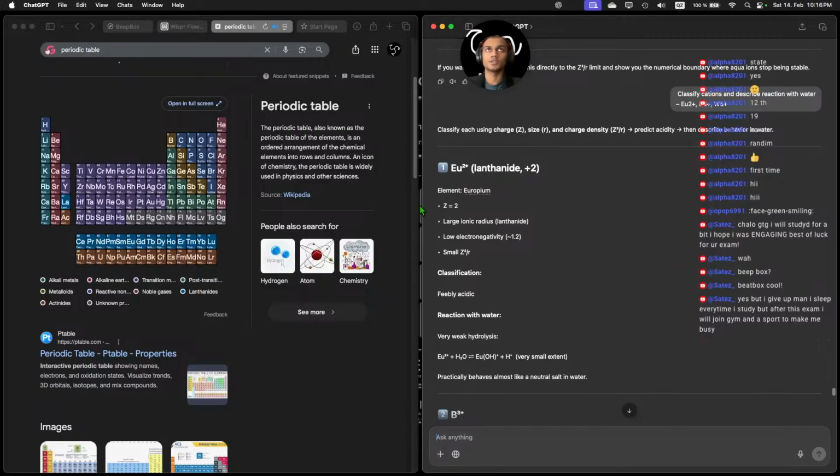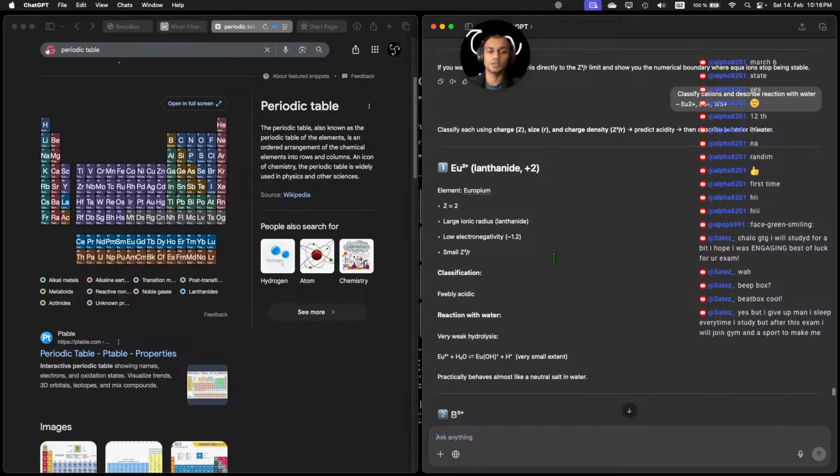U2 plus, large ionic radius, low electronegativity, small z squared by r. Classification: feebly acidic.